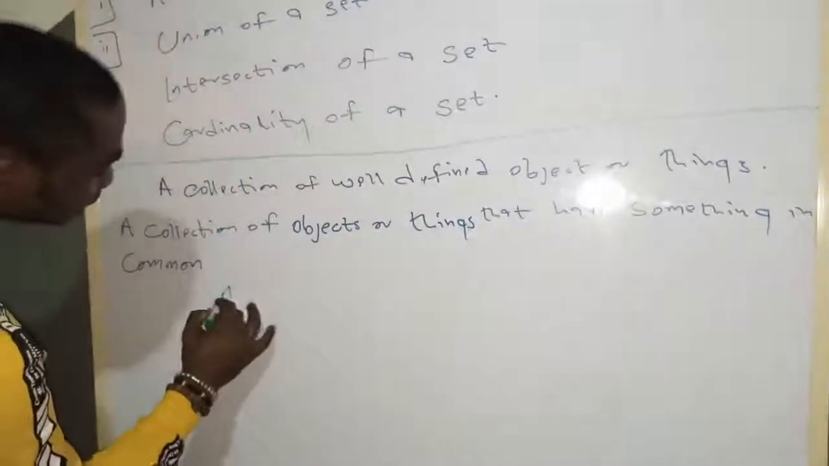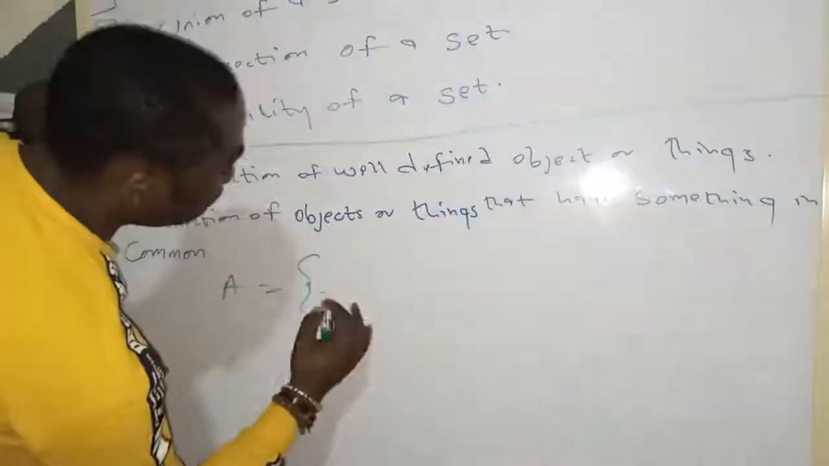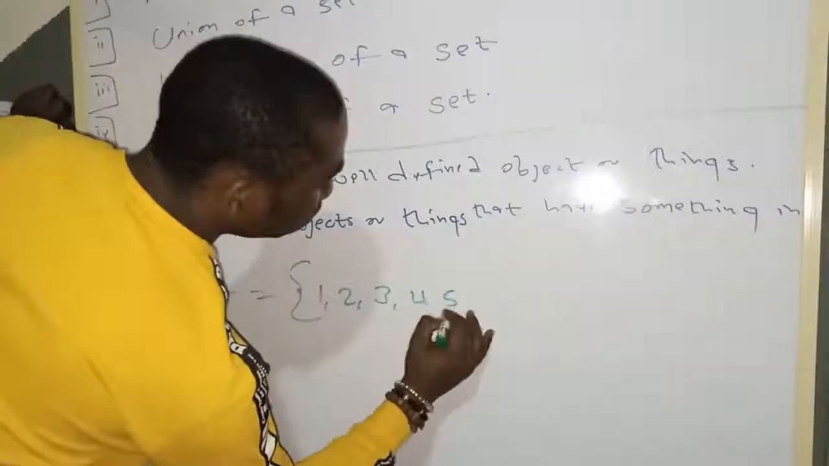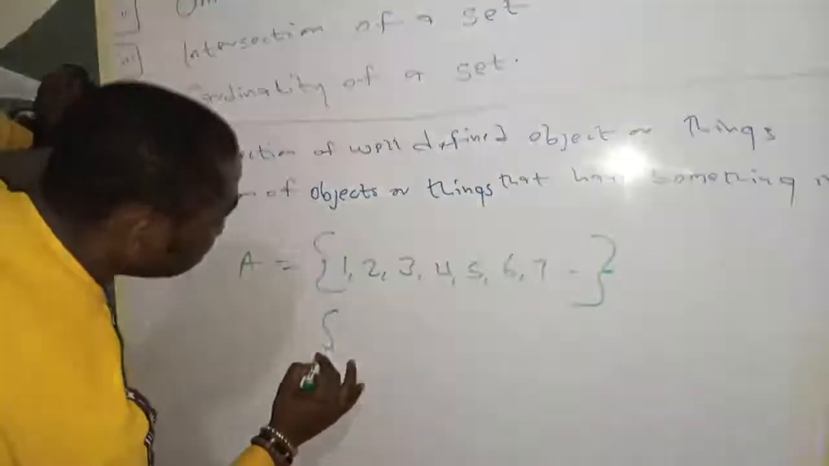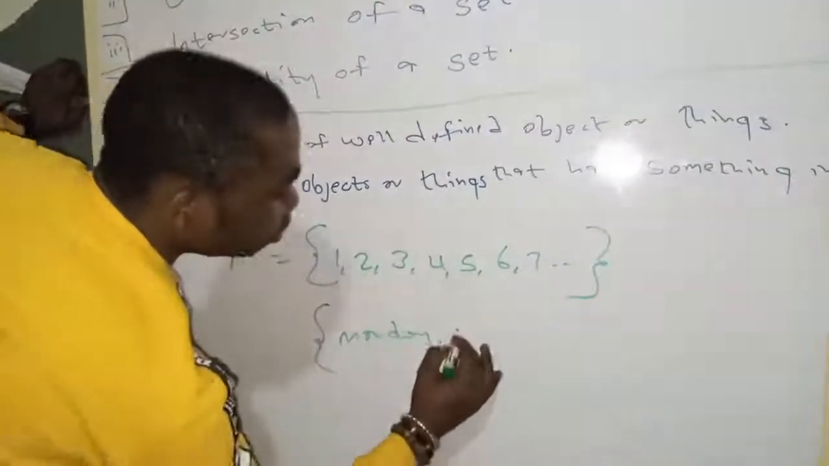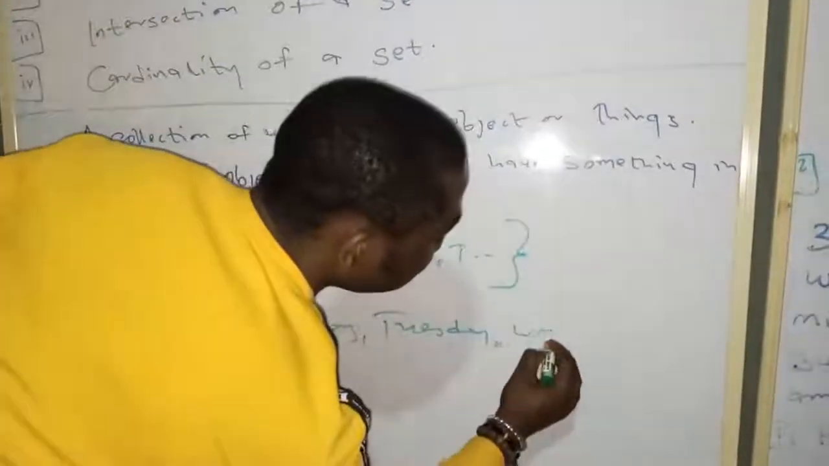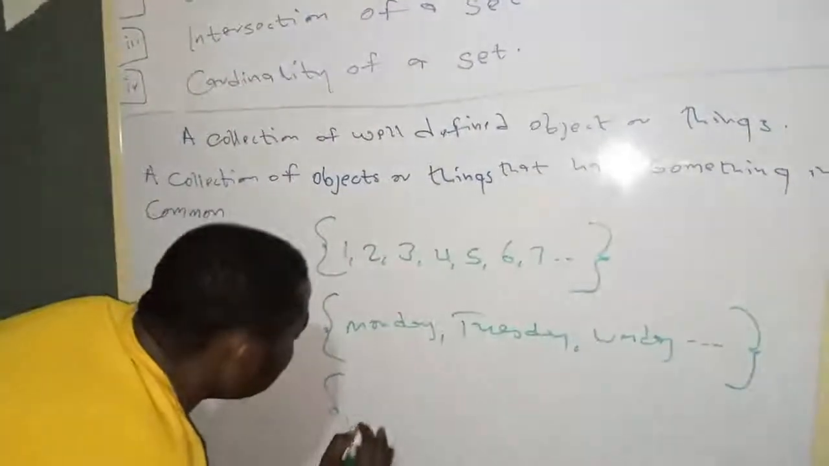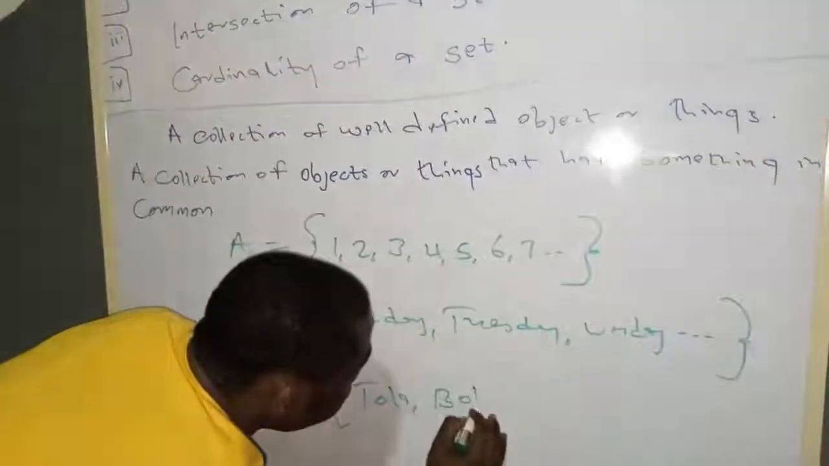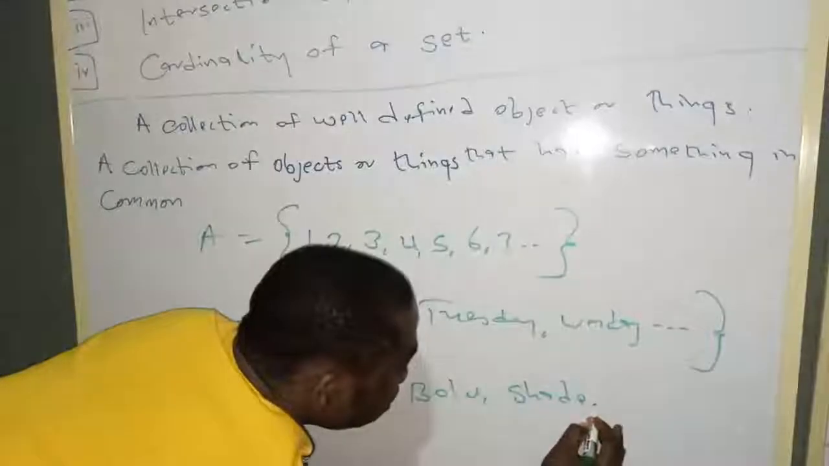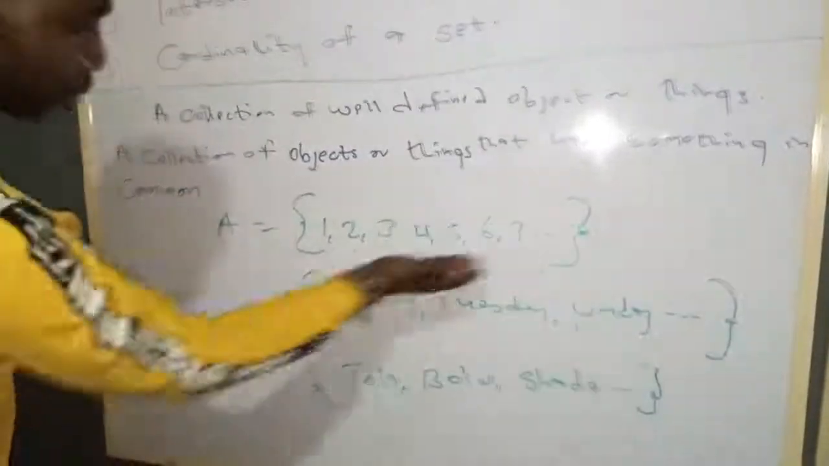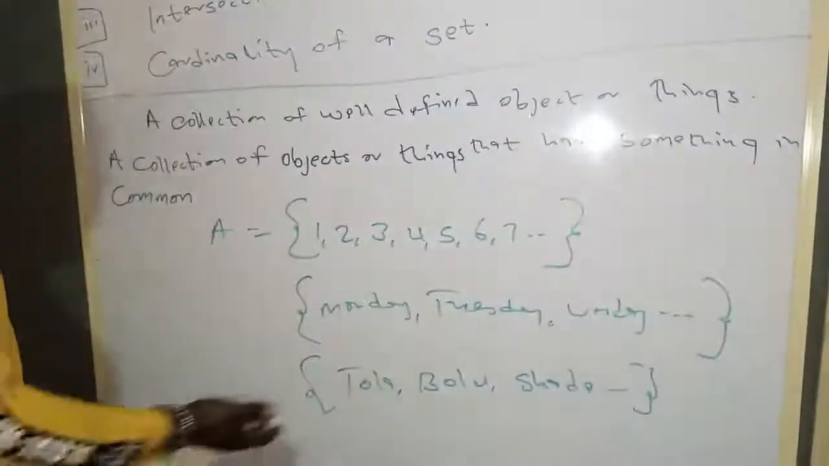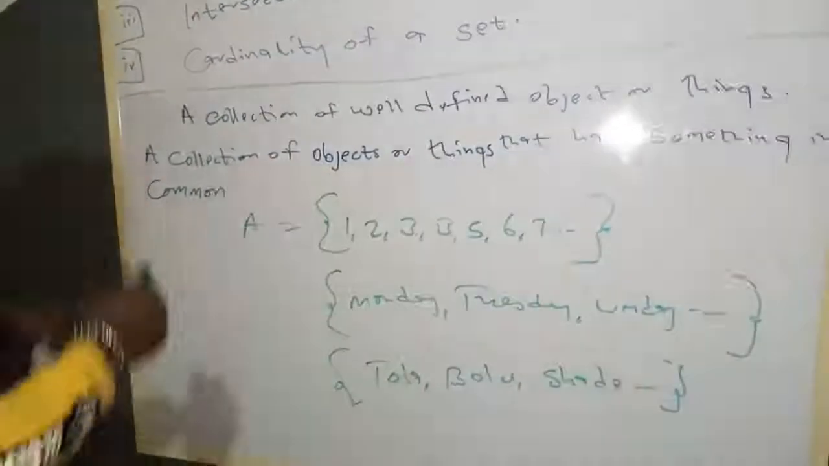For example, when we say set A is equal to 1, 2, 3, 4, 5, 6, 7, and so on. Or the set is Monday, Tuesday, Wednesday, and so on. Or it could be Tola, Bolu, Lade, and so on. If you look at all these, you see that they are collections of things that have something in common. All these are numbers. All these are days of the week. All these are names of people.